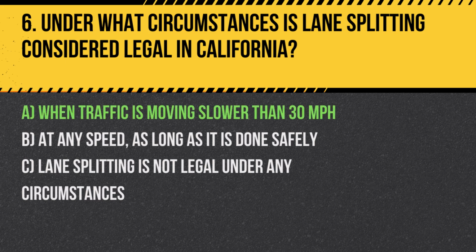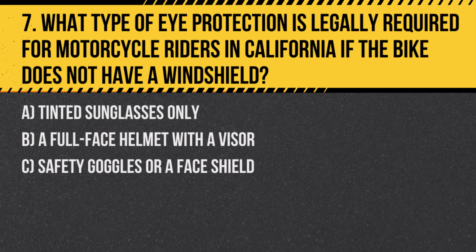Answer. A. When traffic is moving slower than 30 miles per hour, California allows lane splitting given it is done safely and traffic is moving at a slow speed. Question 7. What type of eye protection is legally required for motorcycle riders in California if the bike does not have a windshield? A. Tinted sunglasses only.